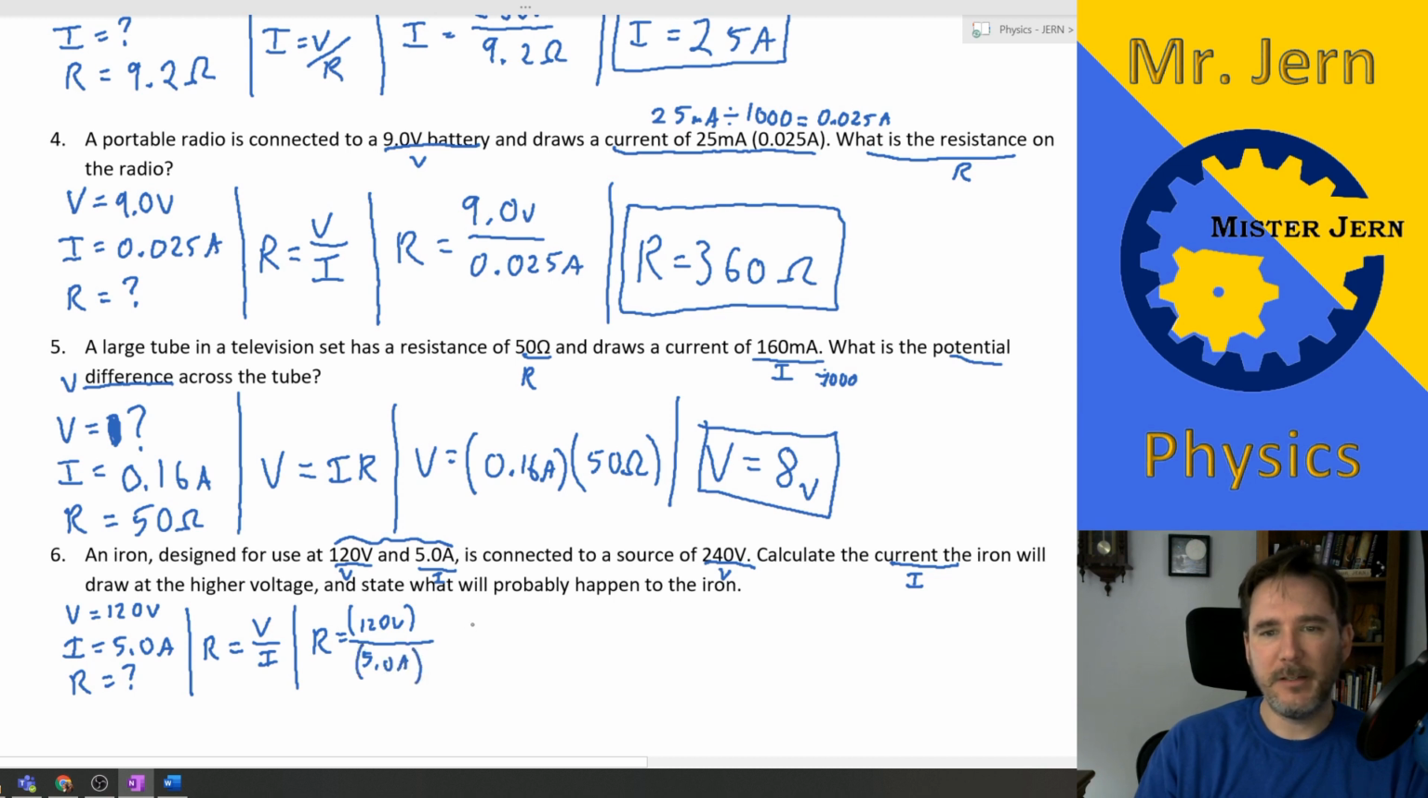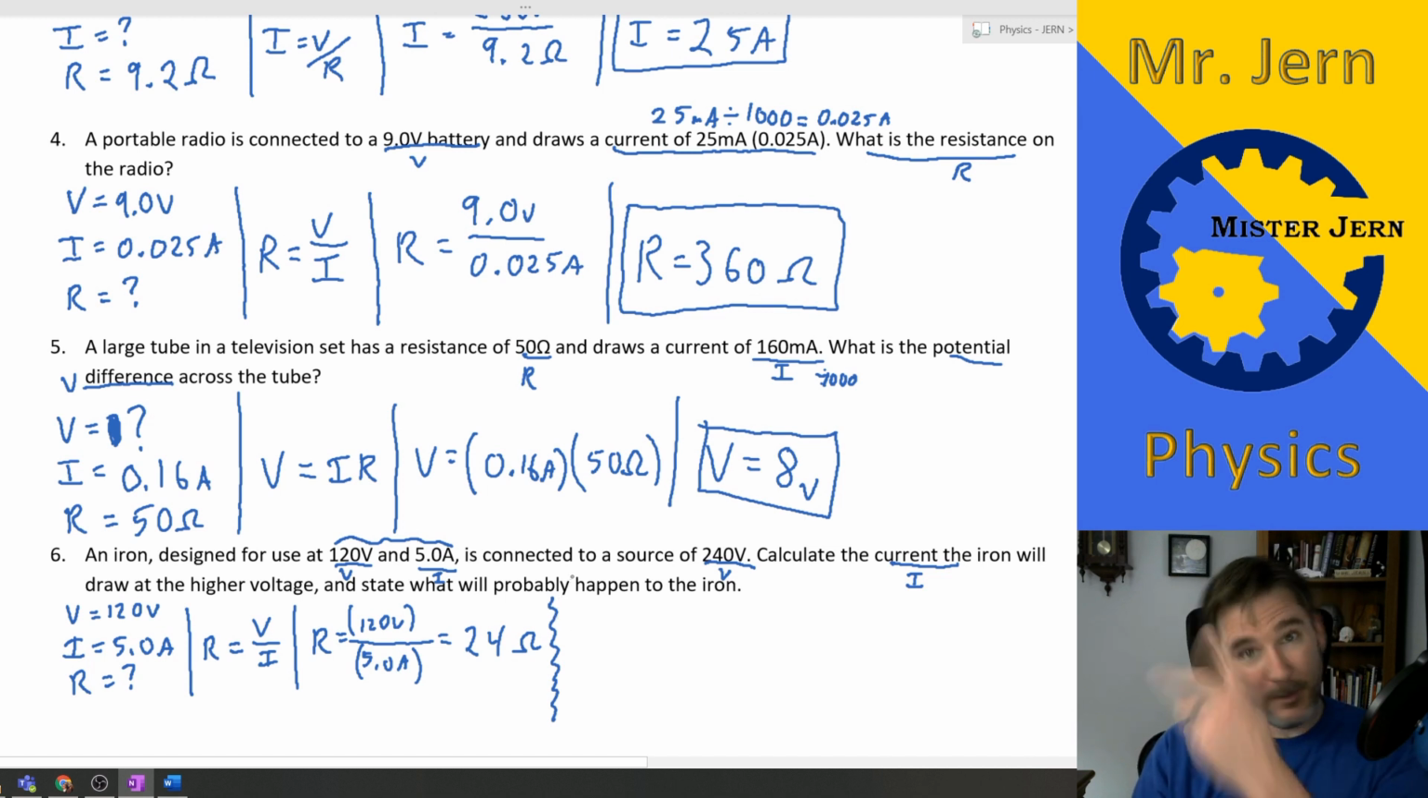Once we figure out this resistance, we can just plug it into the other one and see what the current's going to be. So 120 divided by 5, it's got a resistance of 24 ohms, all right? So now we know the resistance of the iron. It's the first part of our problem.